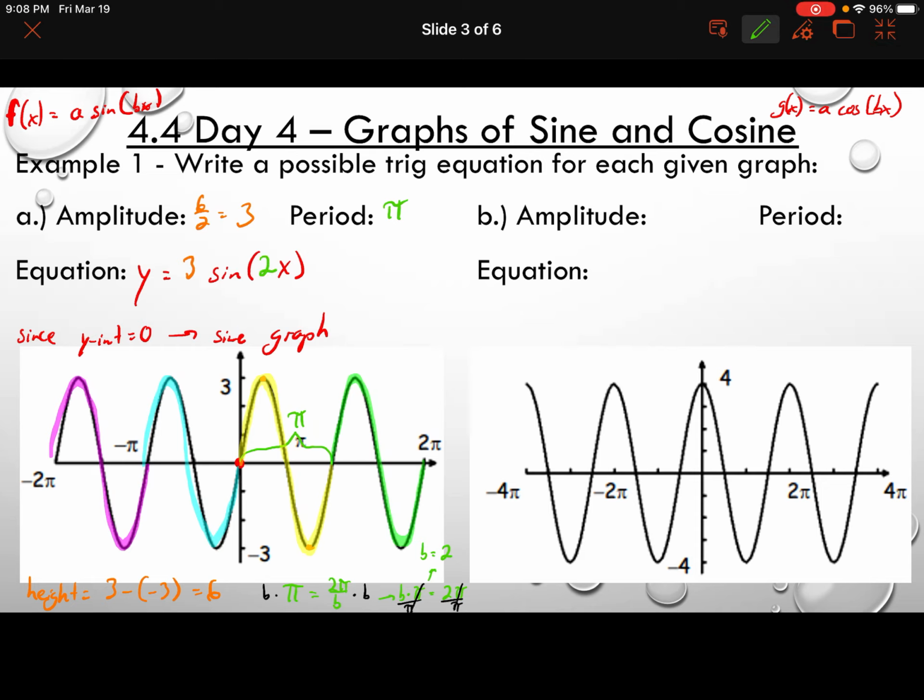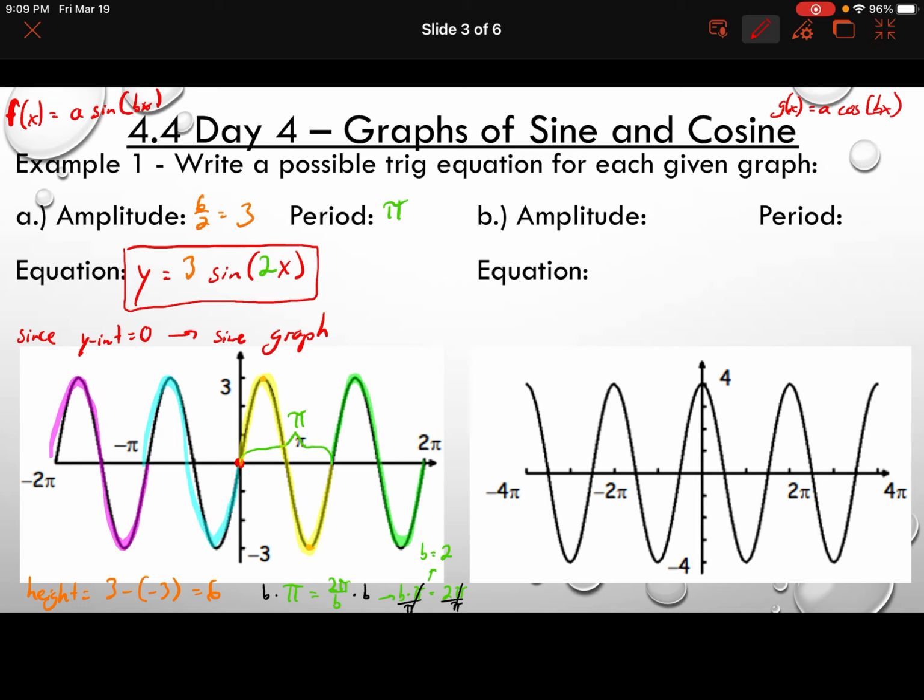So once again, you have to use that little formula, the 2 pi over b formula, to determine what that b value is, except this time you're working backwards, since we know the period and we're trying to figure out what the b value is. So here is our equation: y equals 3 times sine of 2x. So there's our sine equation.